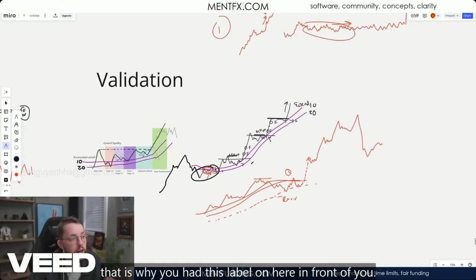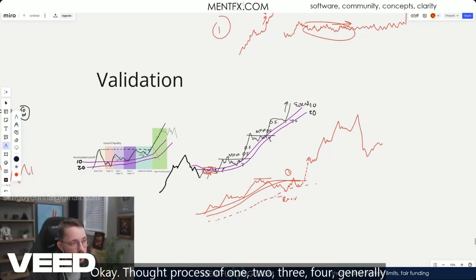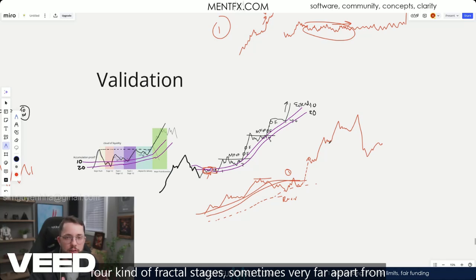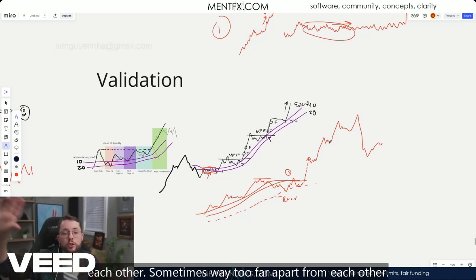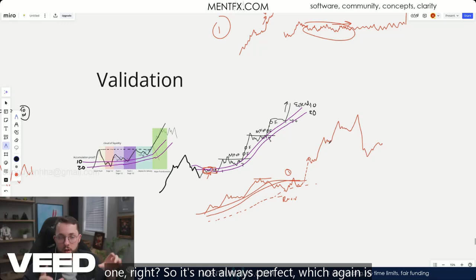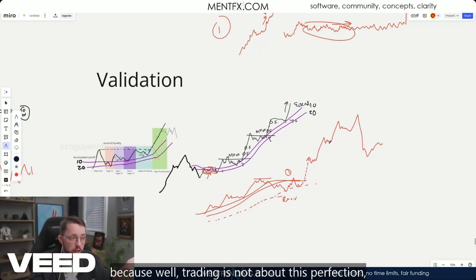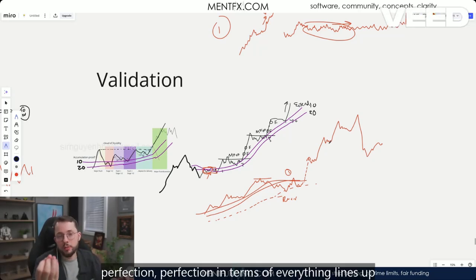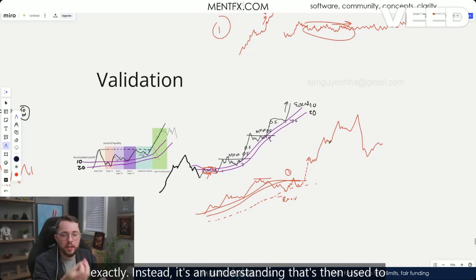So that is why you had this label in front of you of this thought process of 1, 2, 3, 4. Generally 4 fractal stages, sometimes very far apart from each other, sometimes the 1 and 2 are so close that it counts as a 1, right? So it's not always perfect, which is something you should all understand about trading, because trading is not about perfection in terms of everything lining up exactly.